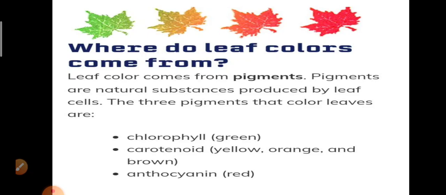If the leaf color is green, then there will be a presence of pigment called chlorophyll. Okay students, if the leaf color is yellow or orange or brown, then there will be a presence of carotenoid pigment. Then if the leaf is red in color, then there will be a presence of anthocyanin pigment.